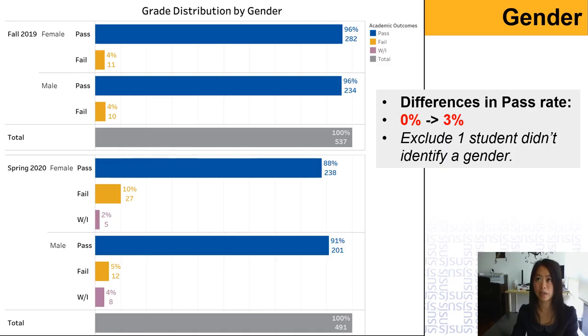The second one, we take a look at gender. Now we can see for fall 2019, there is no gender difference here, and for spring 2020, there is a 3% difference. In this data set, we have one student who didn't identify a gender, so this student was excluded here. Normally for the spring data, we don't see such a difference between genders.